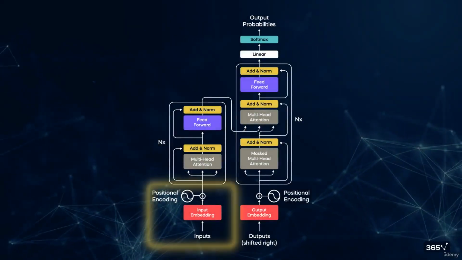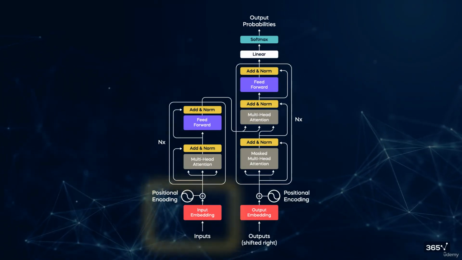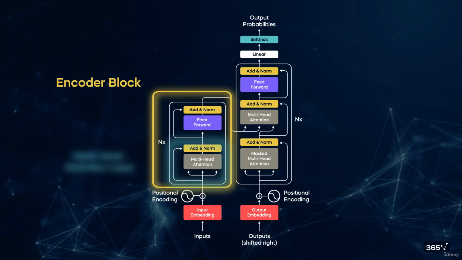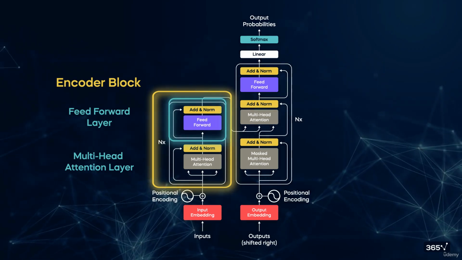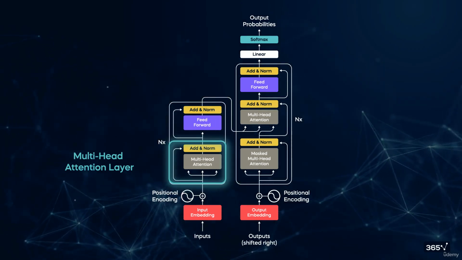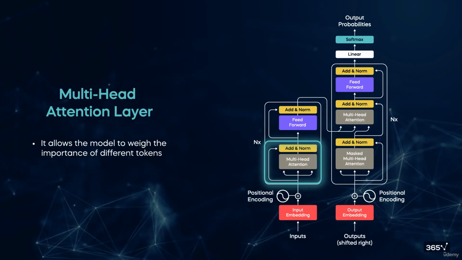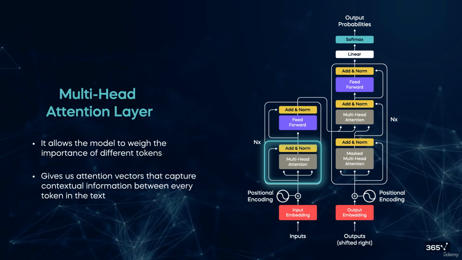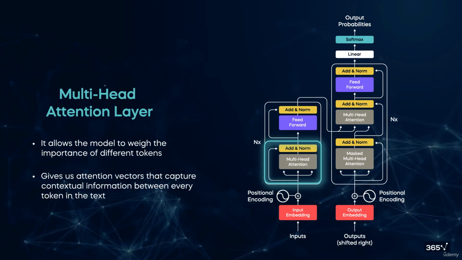Once we have our input embeddings and our positional encodings, we're now ready to pass this data onto the encoder block, where it goes through a multi-headed attention layer and a feed-forward layer. One of the core components of the encoder block is the multi-head attention layer. It allows the model to weigh the importance of different tokens. This layer gives us attention vectors that capture contextual information between every token in the text.